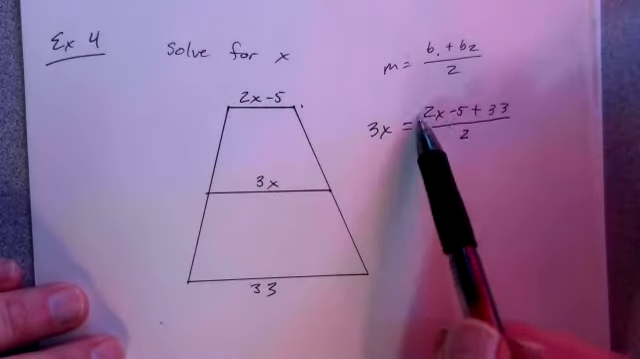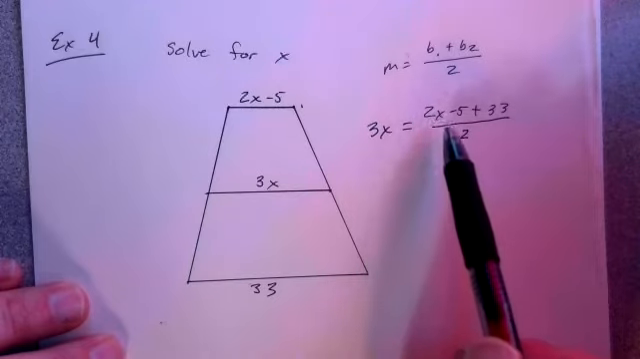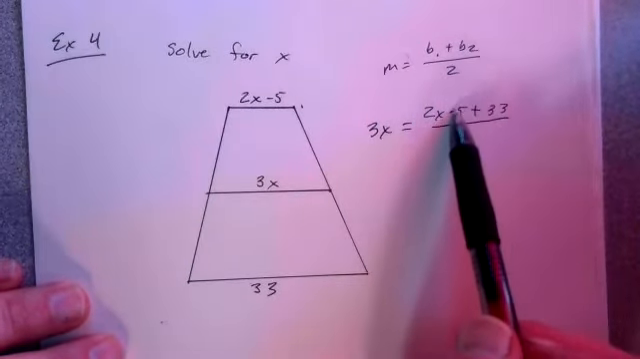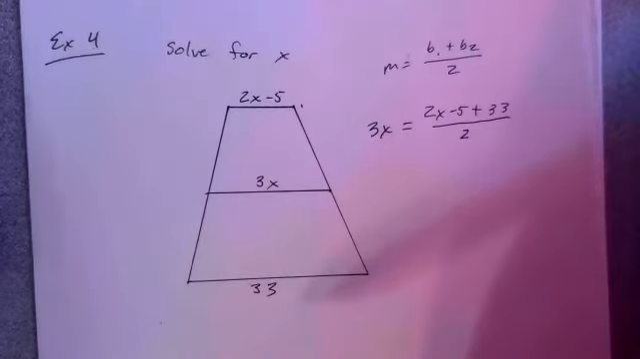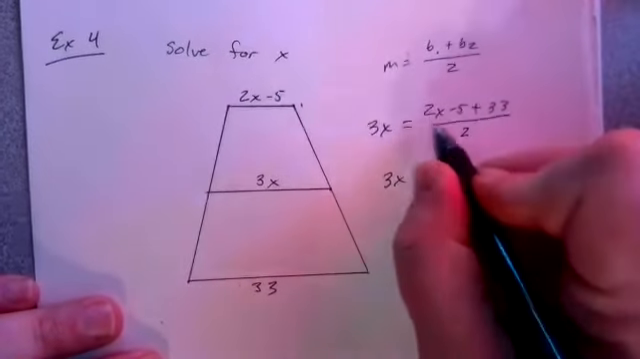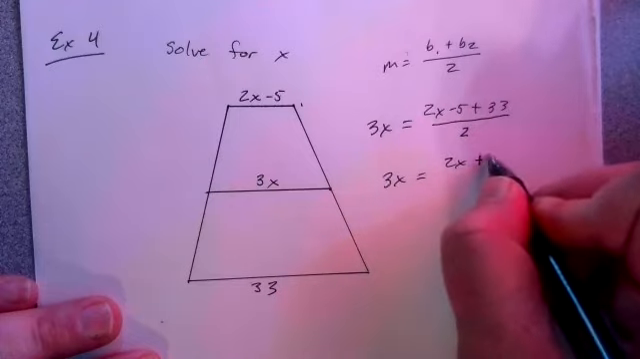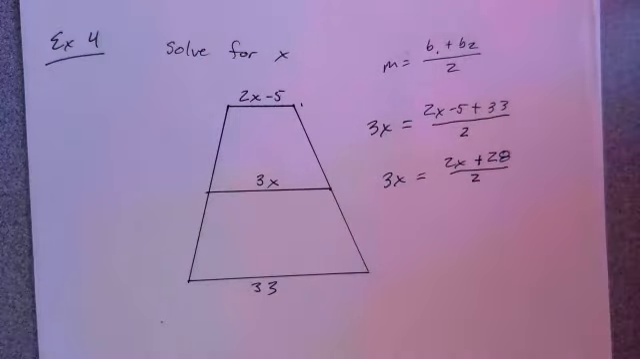We need to start by combining like terms in the numerator here. I have a 2x, a negative 5, and a 33. The things that can combine are negative 5 and 33. Negative 5 plus 33 is the same thing as saying 33 minus 5. So 32, 31, 30, 29, 28. So now I get 3x equals, everything else stays the same, 2x, negative 5 plus 33 is a positive 28, all divided by 2.